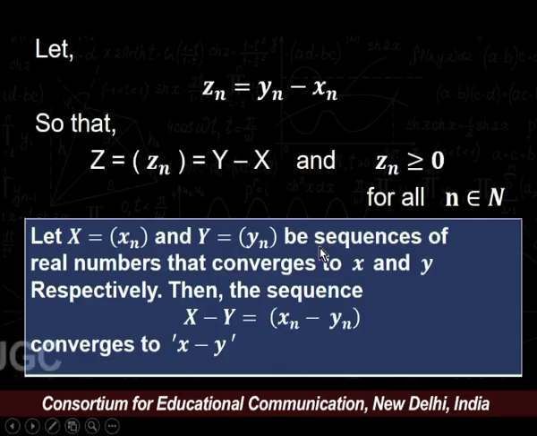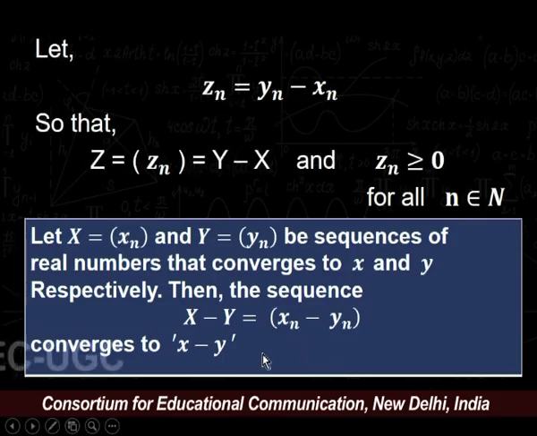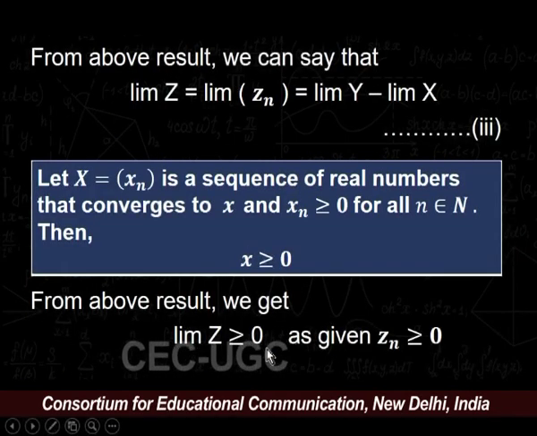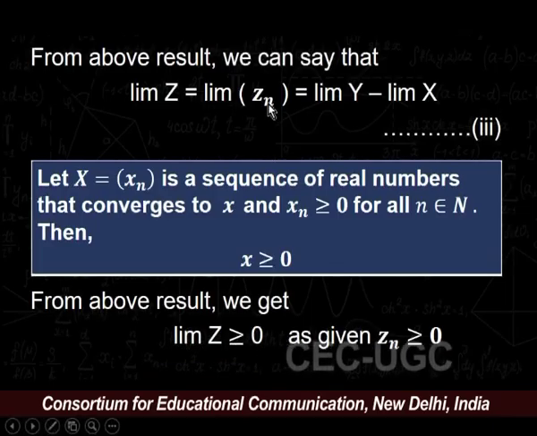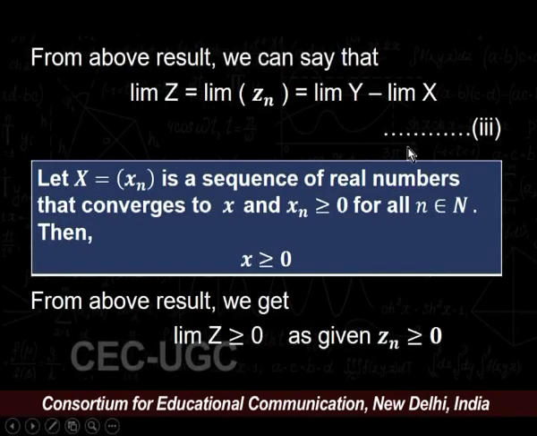Let us recall the result: let X = (xn) and Y = (yn) be sequences of real numbers that converge to x and y respectively. Then the sequence X minus Y, which is (xn minus yn), must converge to x minus y. Now applying this result, we get limit Z is equal to limit zn, and limit zn is equal to limit Y minus limit X. Say this is equation number 3.